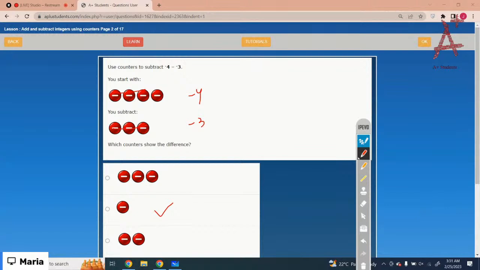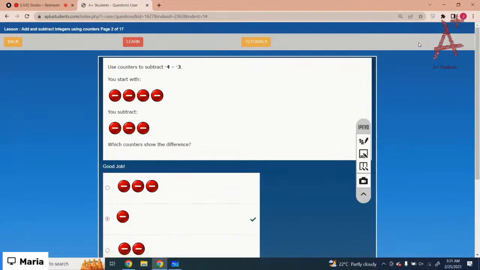So adding and subtracting using counters is very easy. Got it? So the correct option is -1. Just select the correct option and click on the OK button.